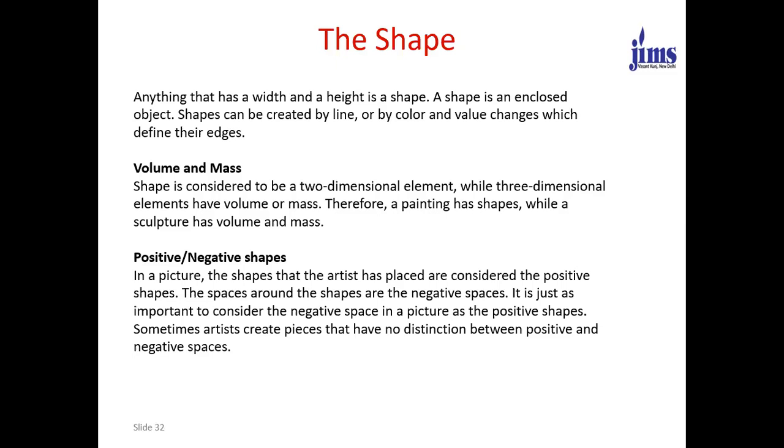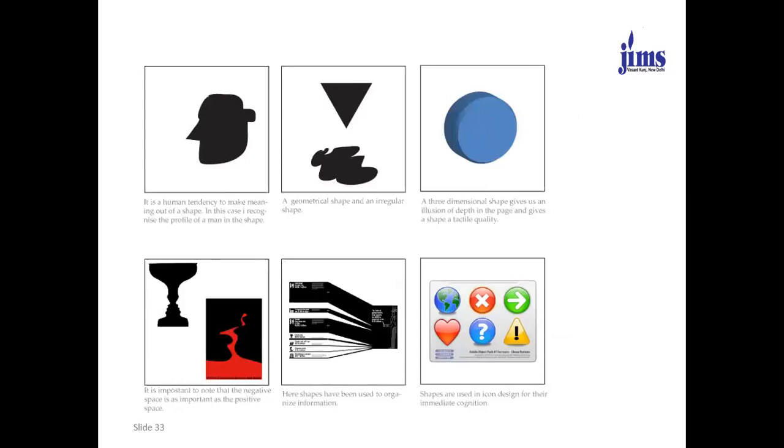All right, moving on to the next: positive and negative shape. In a picture, the shape that the artist has placed is considered positive, and the space around is known as the negative space. So the space that you're using to place your own picture or any particular design is called a positive shape, and the space around that positive shape becomes your negative space. All right, so we can see these examples of certain shapes on this slide. Have a look.